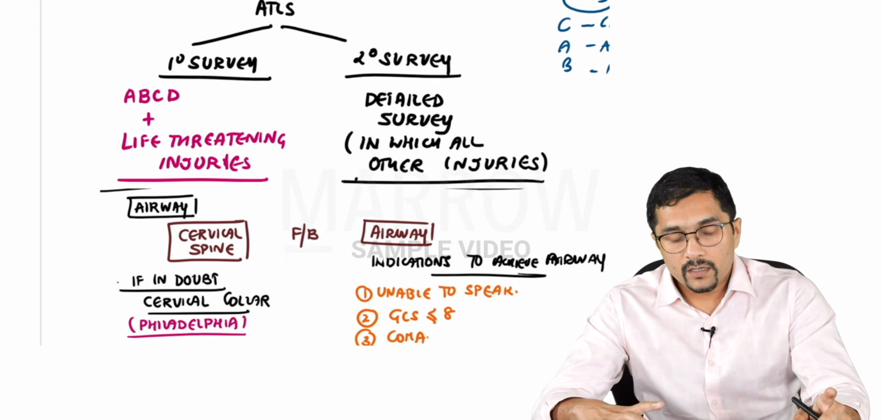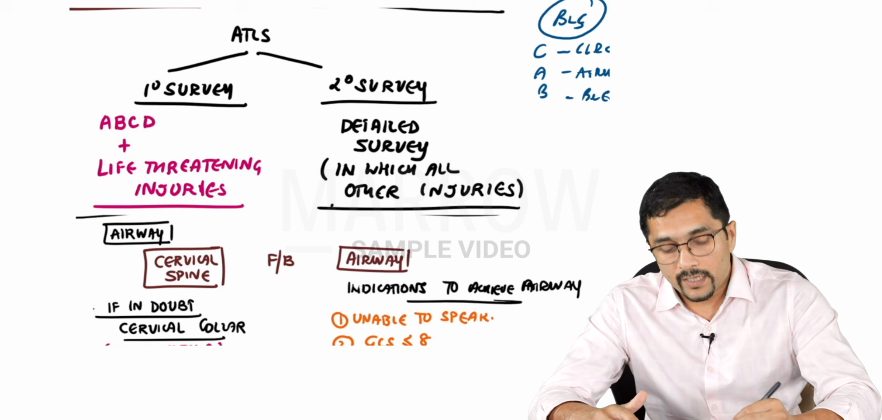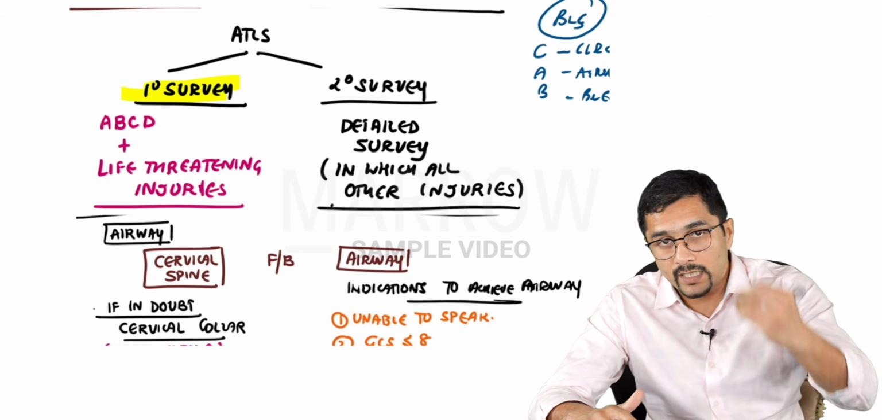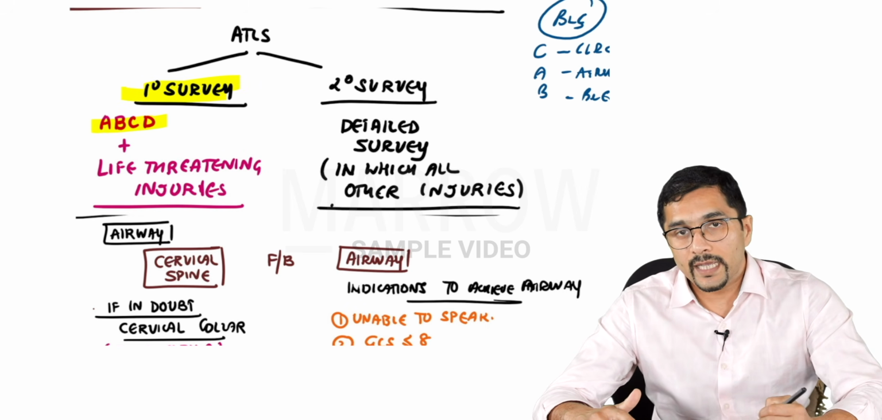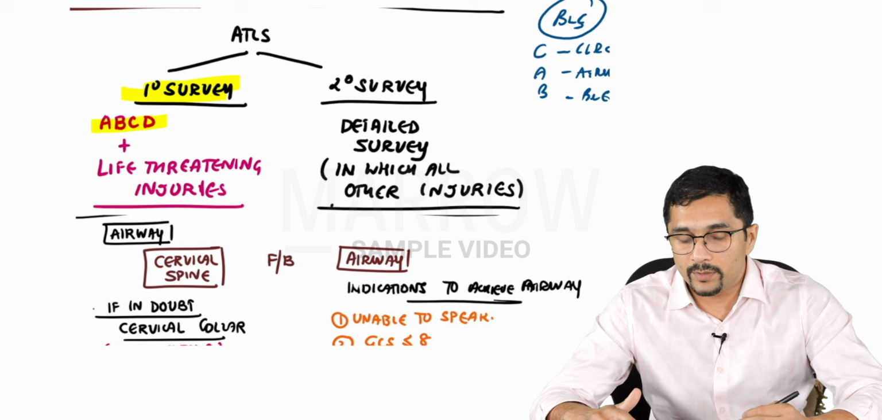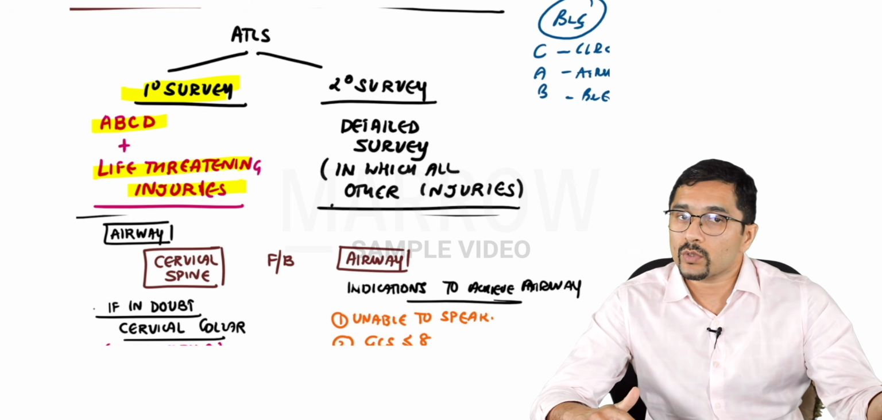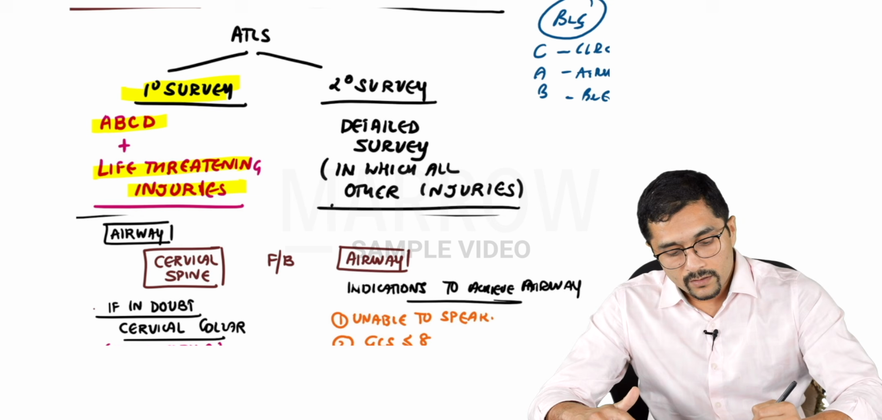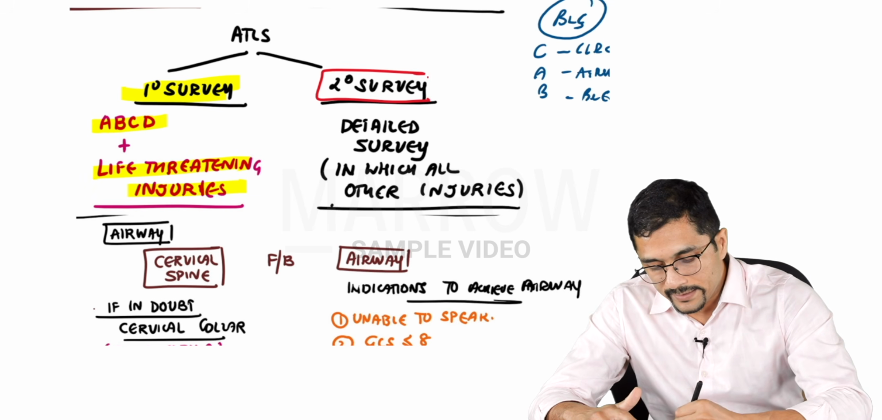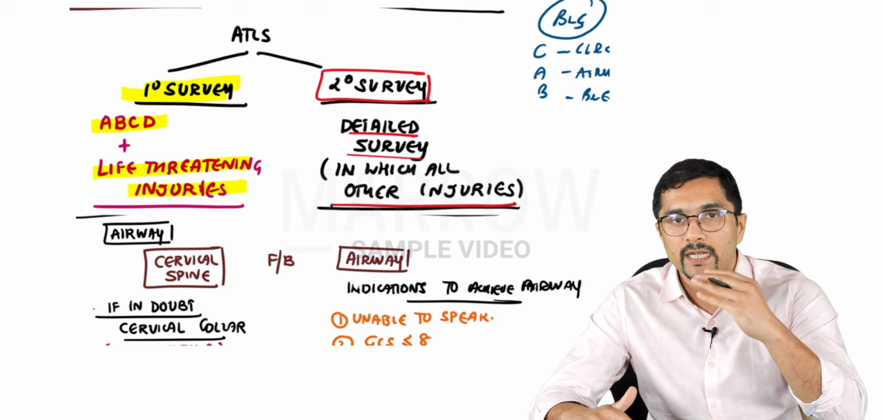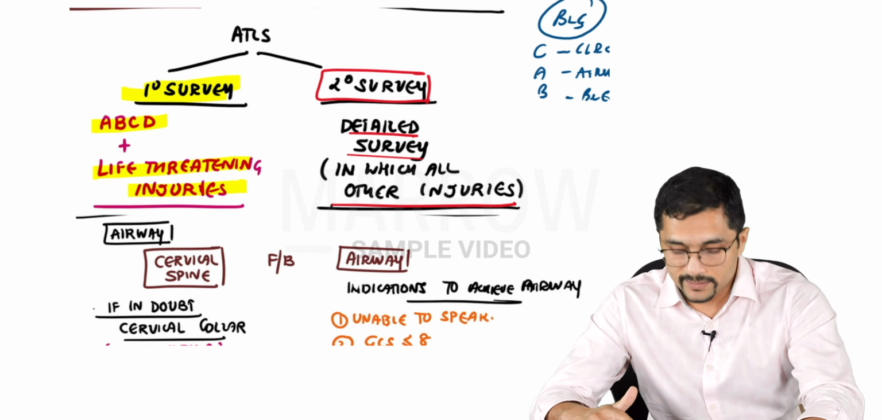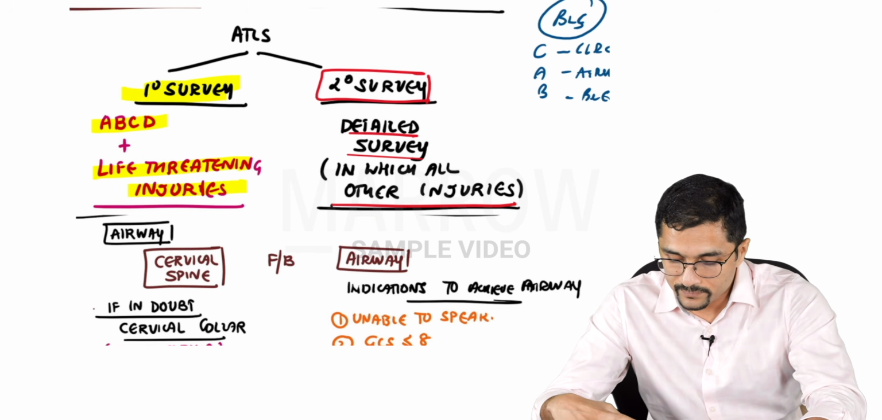In trauma, we do a primary survey. Primary survey is done immediately, and here it is airway, breathing, circulation and disability. Plus we look at the life-threatening injuries, which I have told you, those 7 injuries. Secondary survey is a detailed survey which is done once we have stabilized the patient. That is the secondary survey which we carry out.